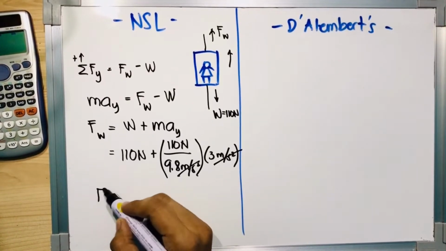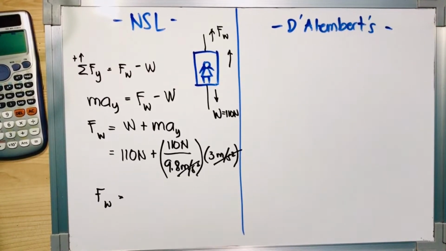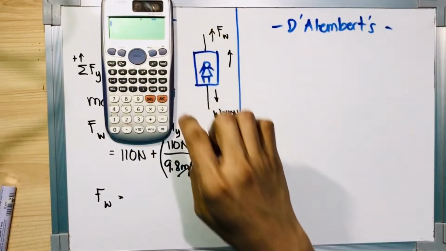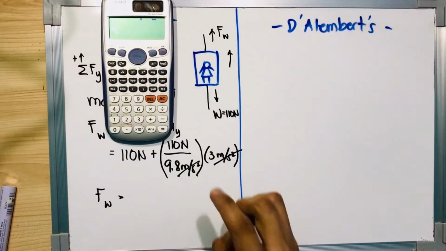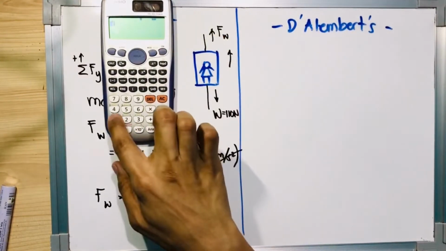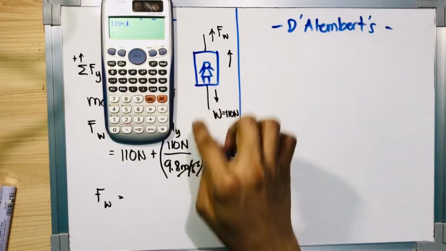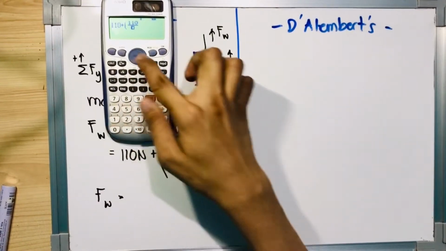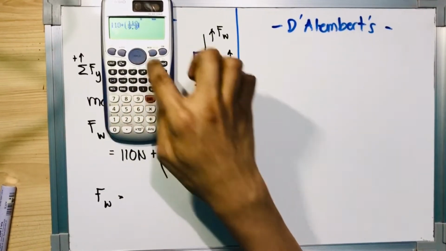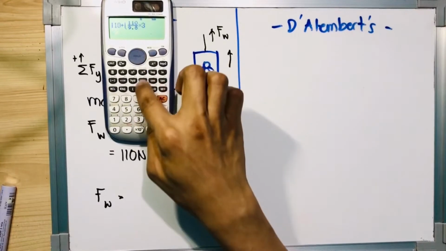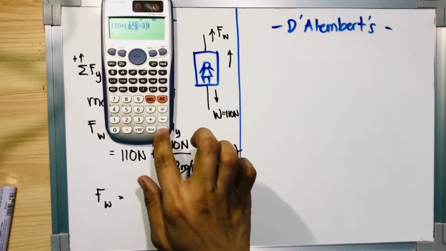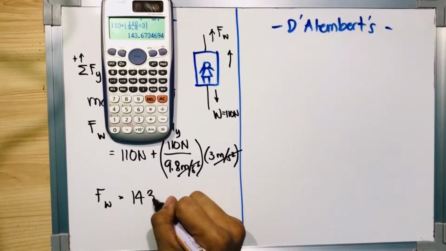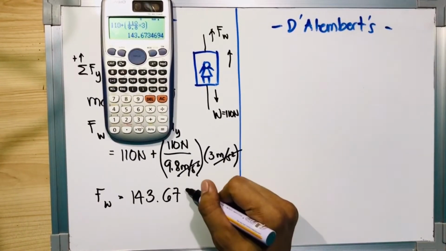At ang force exerted by the woman if the elevator is going up, again, walang consideration dito ng bigat ng elevator. Pinag-uusapan lang natin dito is yung force exerted by the woman. So, that's 110 plus 110 divided by 9.8 multiplied by 3. Okay? Sana nakasunod. And the answer here is 143.67 newtons.